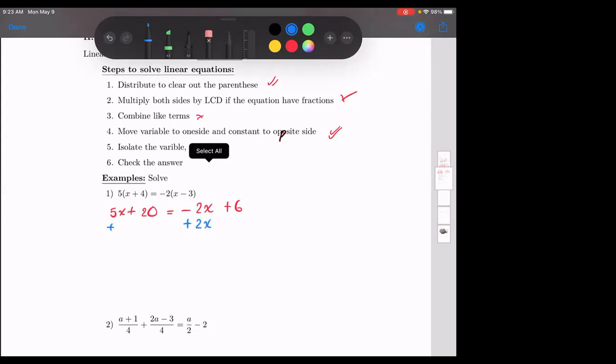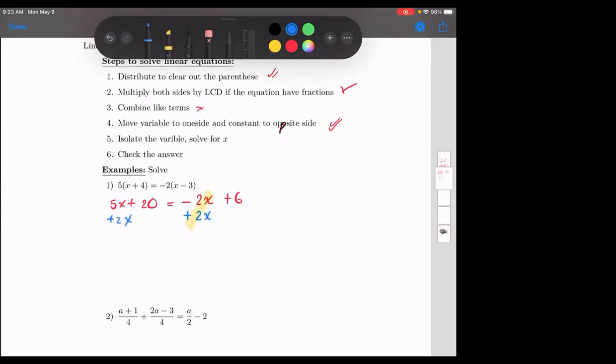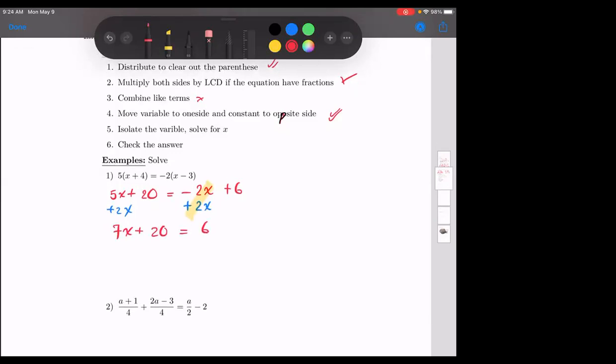2x to both sides. So this is gone, right? So 5x plus 2x is 7x. Oops, I'm gonna keep it red. Plus 20 equals 6. And same thing, right? I'm gonna move the 20 to the right. So subtract 20. So 7x equals 6 minus 20, which is negative 14.